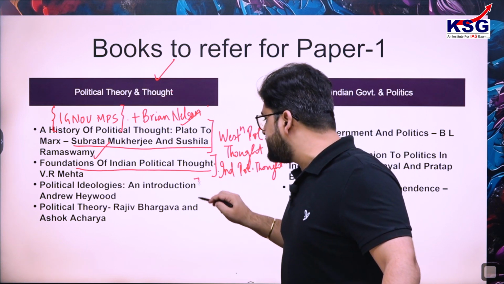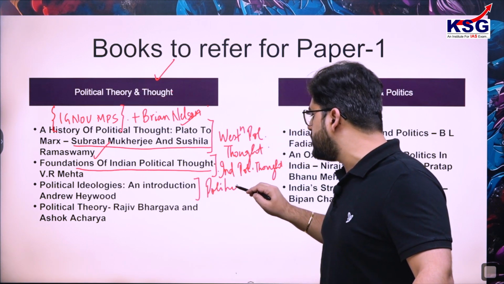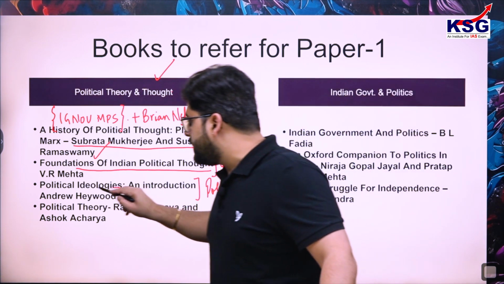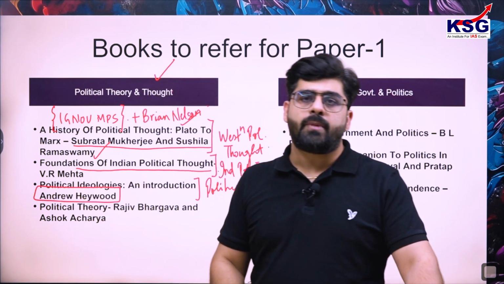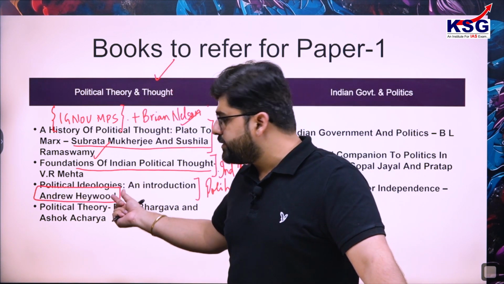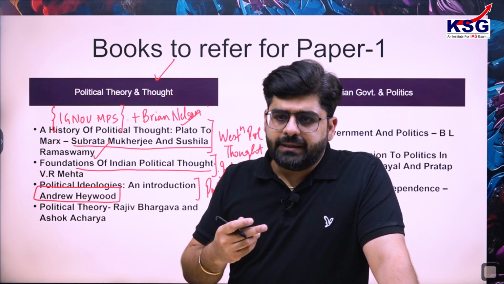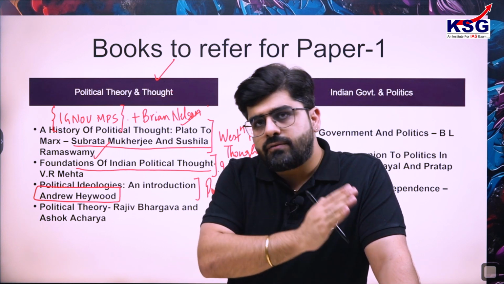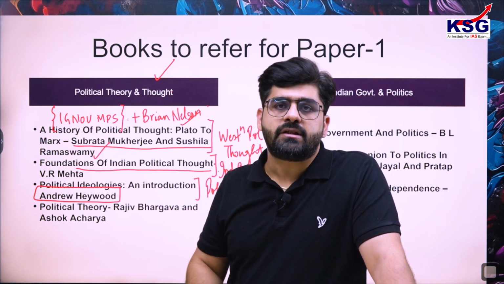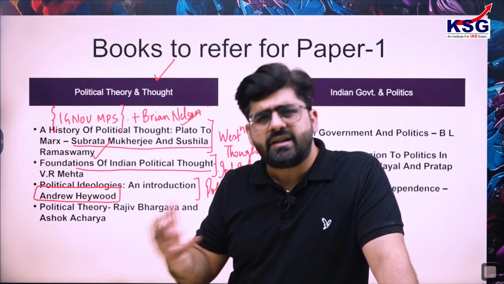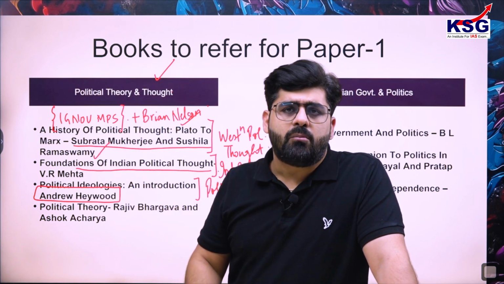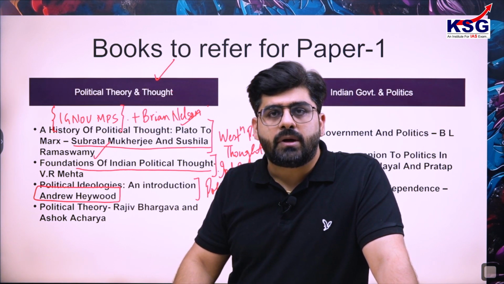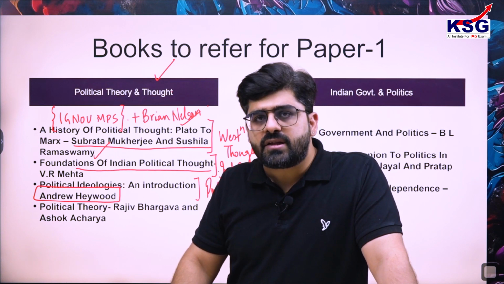Then the political ideologies part, and this is a very, very good book which I would definitely ask you to read. The book is Political Ideologies: An Introduction by Andrew Heywood. You should read this because it offers an in-depth understanding of various ideologies starting from liberalism, and it covers the ones which are more important in recent times, which include the ideas on nationalism, ethno-nationalism, and multiculturalism. All these ideologies are very well covered.